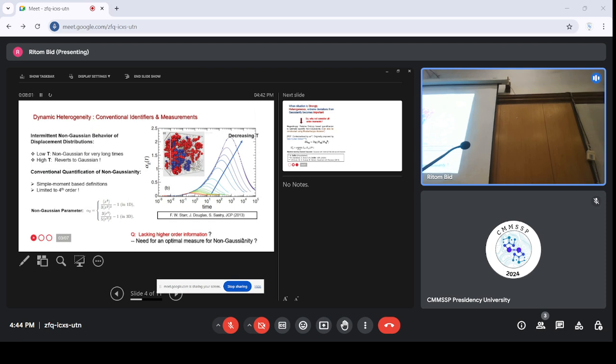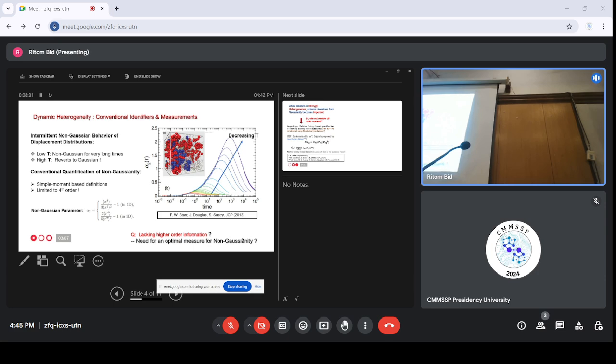In glassy systems, at high temperature, the behavior is quite similar to liquids. The intermittency and the time scale associated with the heterogeneity are small, so they remain non-Gaussian for a short time, and the scale of the non-Gaussianity remains very small. At low temperature, when approaching the glass transition, the scale of the intermittency and the time scale associated with it grow with decreasing temperature. So that is eventually the picture.